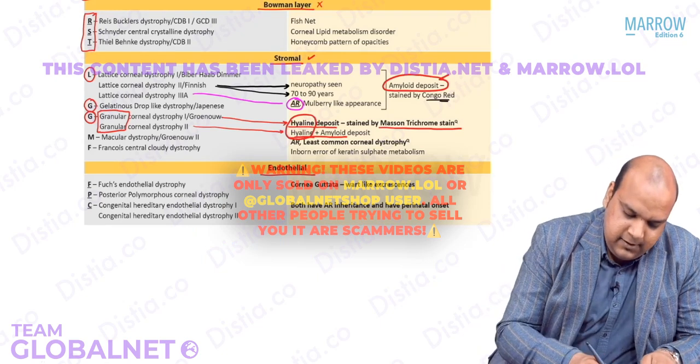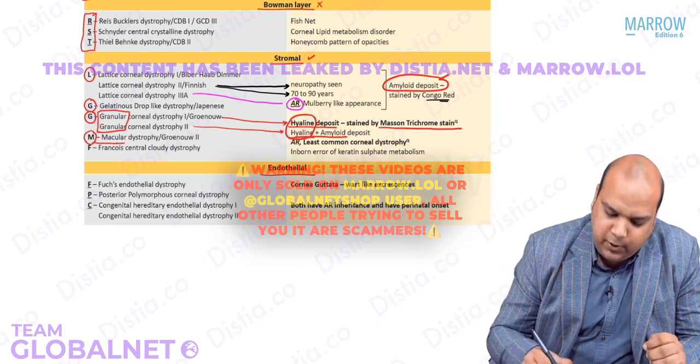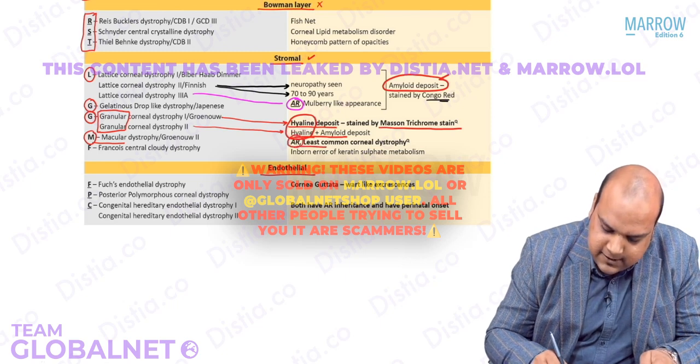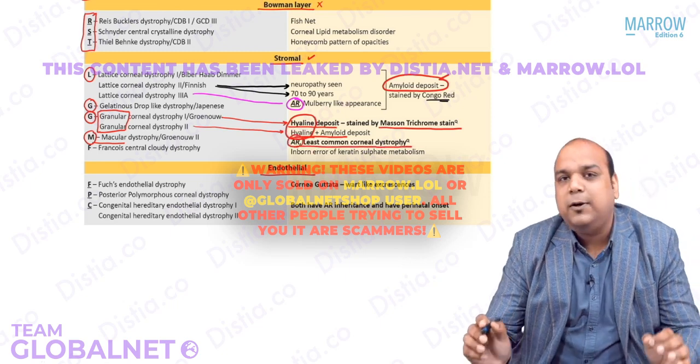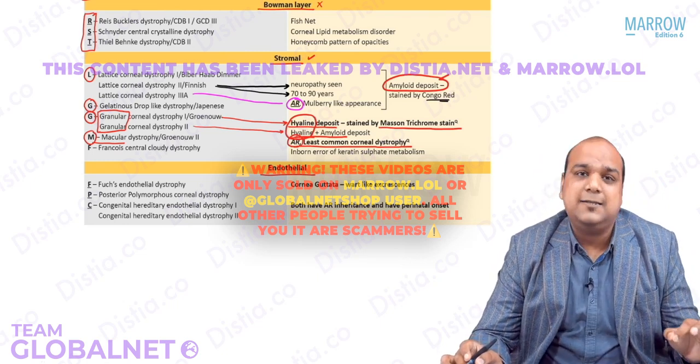Now, another important dystrophy is M for macular. This is important because this is autosomal recessive and this is the least common corneal dystrophy. Am I clear to everybody? Autosomal recessive and the least common.